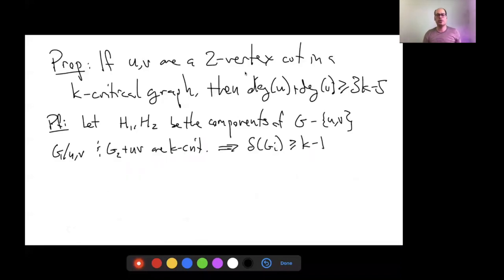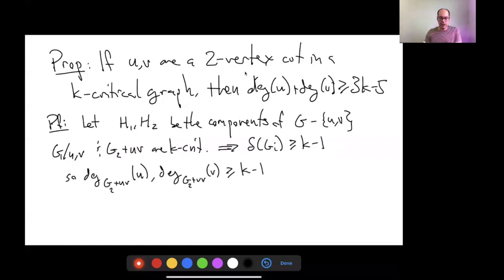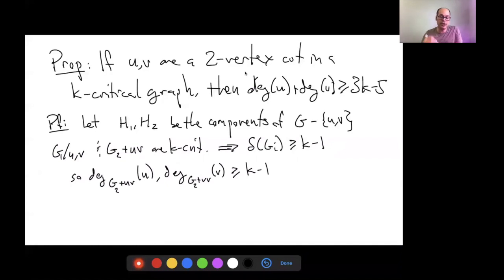So to summarize, we have these two components. If you look at the subgraphs G1 and G2, and you either identify U and V or add U and V respectively, these are both K critical graphs. Now, the previous result tells us that the minimum degree of a vertex for a K critical graph is at least K minus 1. And so on the one hand, you know that you have these vertices U and V in the graph G2 plus UV, a K critical graph, and their degrees have to be both at least K minus 1.